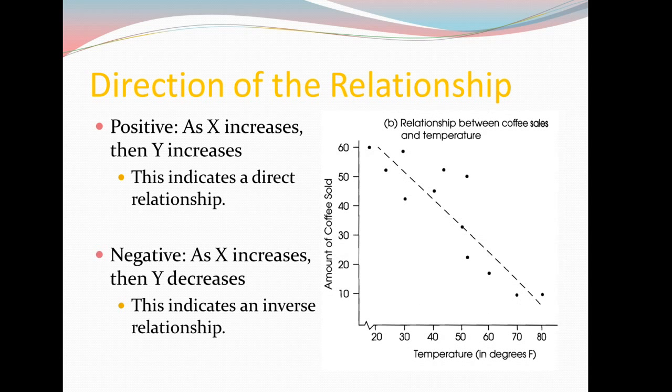Then there's a negative relationship, where as x increases, y decreases. Or conversely, as x decreases, y increases. This indicates an inverse relationship. So when somebody says they have an inverse relationship, they are referring to a negative correlation coefficient value.